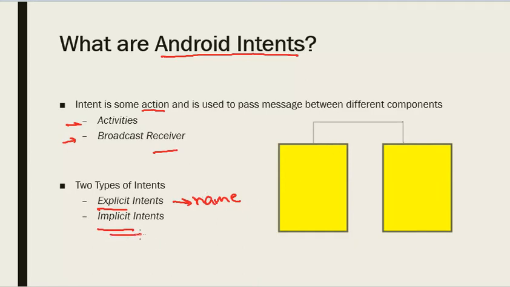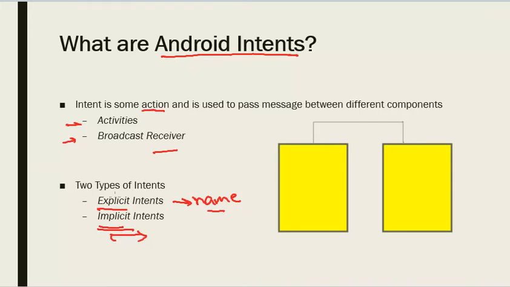And implicit intent is when you don't know which activity will handle your intent. For example, if you want to launch a web browser or open a website, the Android operating system will handle this intent in a way that it will search for an appropriate browser app to open this web page for you, which you want to open using this intent. So this is what implicit intent is. So those are the two types of intents.